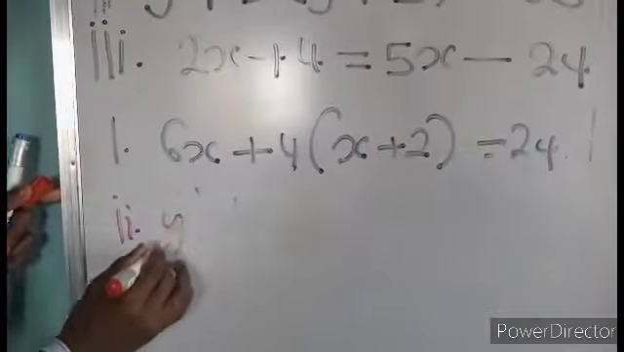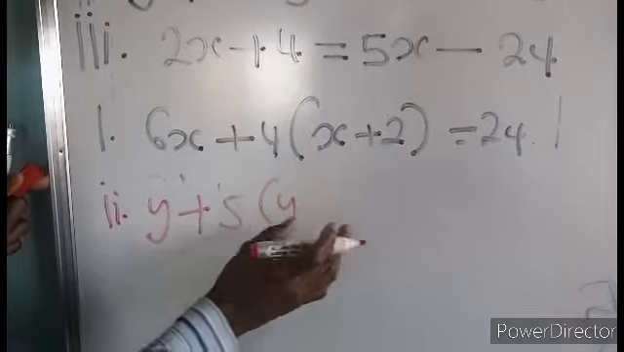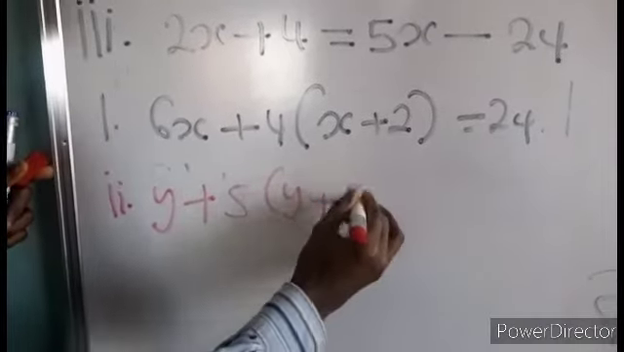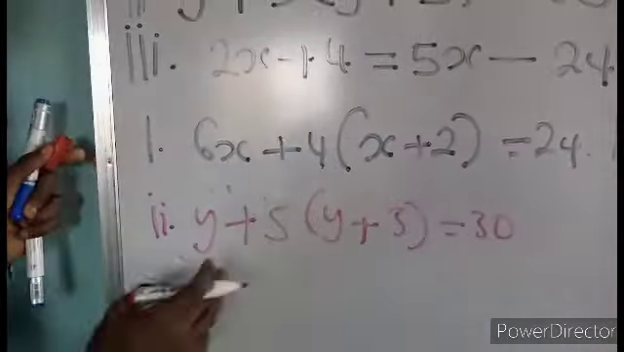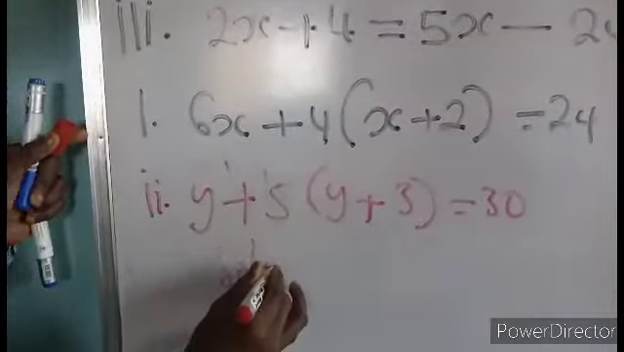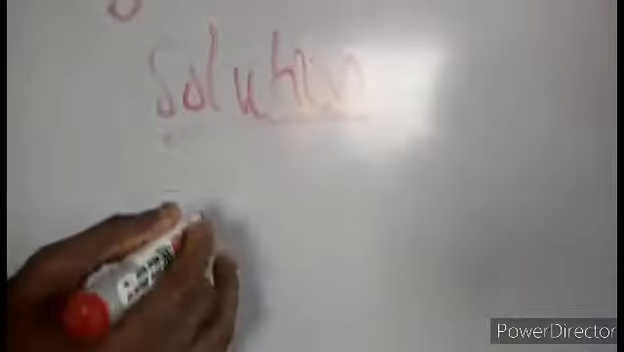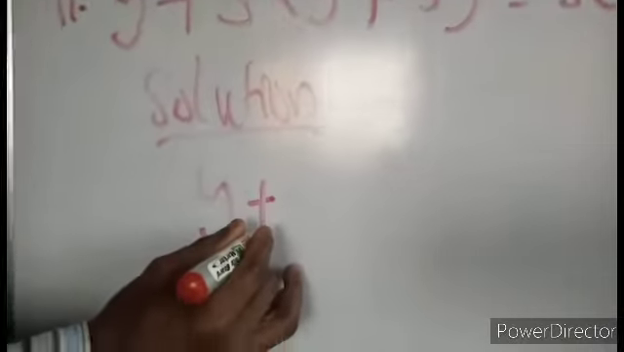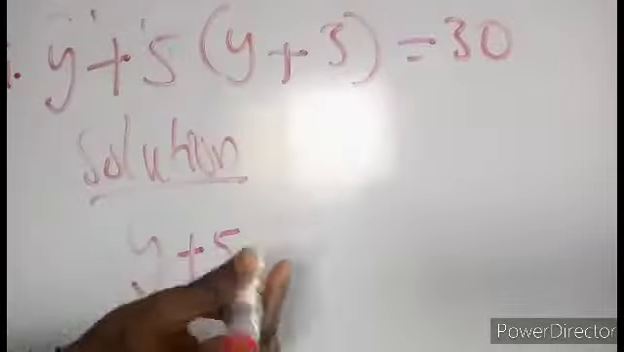So I'm going to pick number 2. Good. Number 2: y plus 5, open bracket, y plus 3, equal to 30. Pardon my manner. Now this is 30, right? So I'm going to solve this. I'm going to write the solution here. This is y plus 5. This is 5. We're going to clear the brackets.